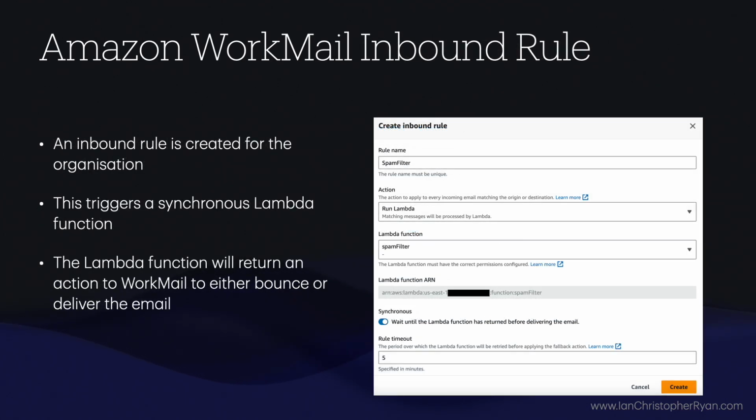As I was saying, within Workmail, we are then going to create our inbound rule. The inbound rule is what is going to intercept all incoming email messages and then perform an action. In our case, we're going to run a Lambda function. The Lambda function we selected is going to be our spam filter Lambda function, and we're going to make this synchronous. This is so that the email will not be delivered until the Lambda function returns an action. In our case, it's going to be to either bounce it or to deliver it. If for some reason our Lambda function timed out, we've configured it here for after 5 minutes, it's just going to deliver the email.